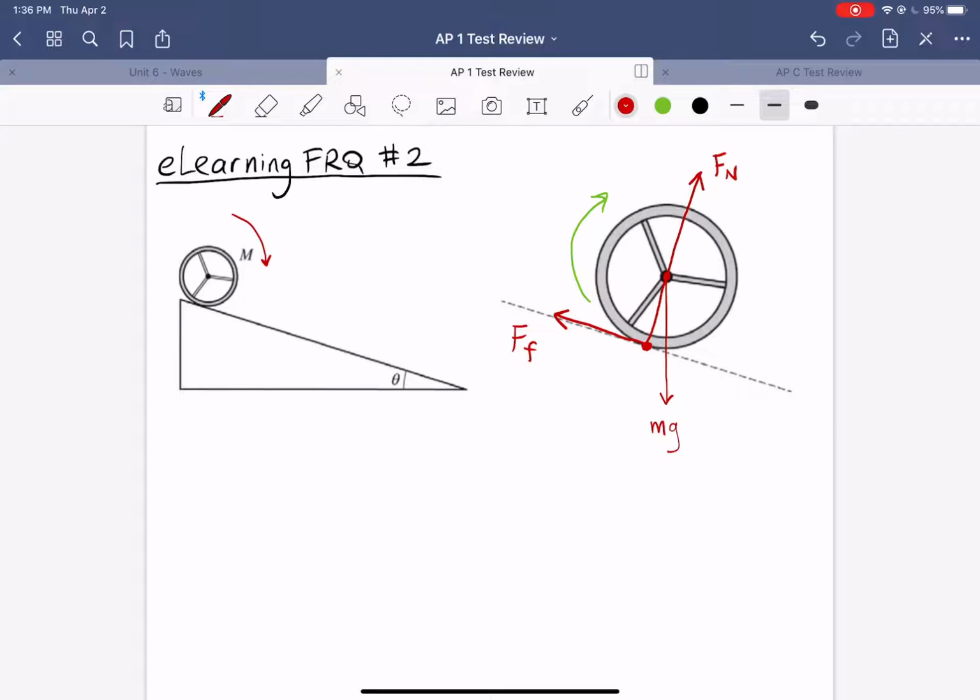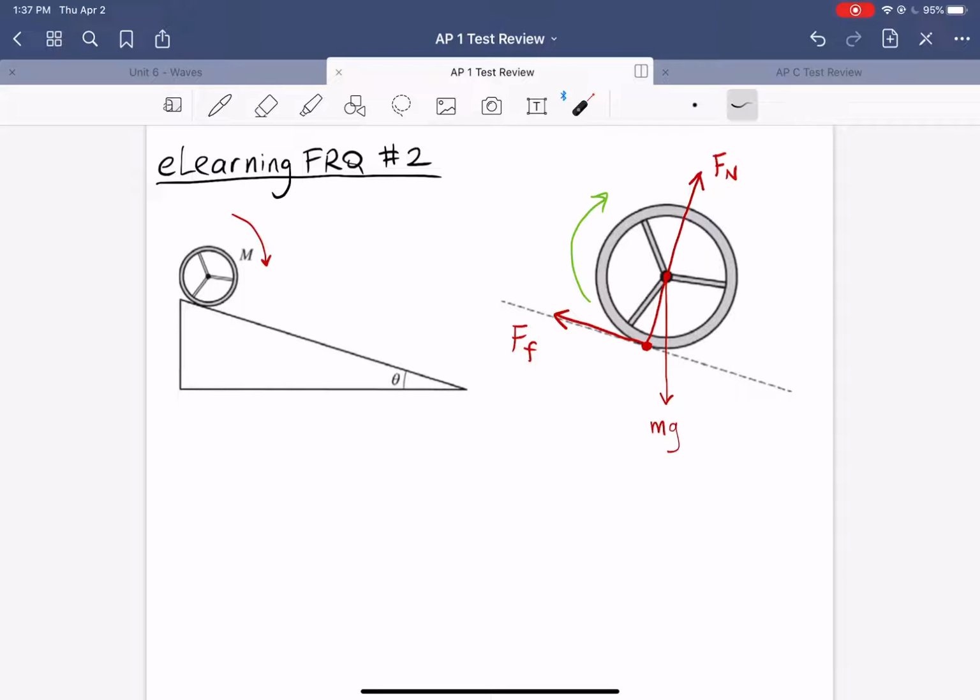All right, so for part two, they want you to briefly explain which of these forces causes the change in angular velocity of the wheel. As I had just mentioned, the change in angular velocity requires a torque. So if you think about the torque caused by each of these three forces, you want to think about how far away the force is from the axis of rotation, which is right in the center of the wheel.